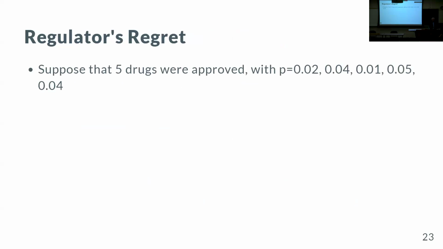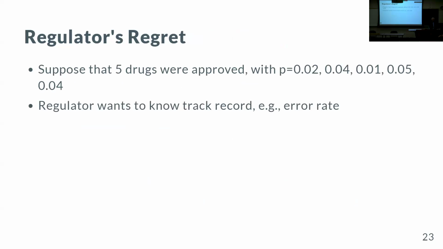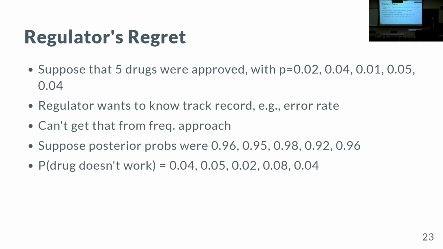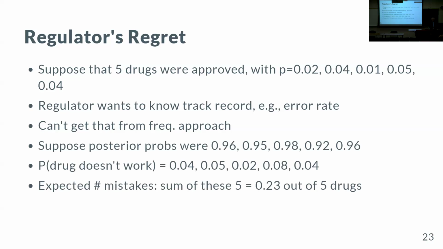That was regulator regret. So let's suppose you approve 5 drugs with these p-values, and you wanted to know what your long-term accuracy is in those decisions. So you want to know the track record. You can't get that from here. But if you had the posterior probabilities that were used in approving a drug, you just calculate 1 minus those, sum those up, and that is your long-term success probability or error rate.